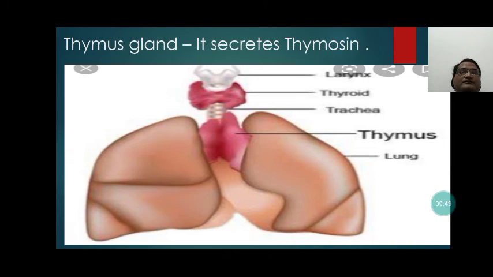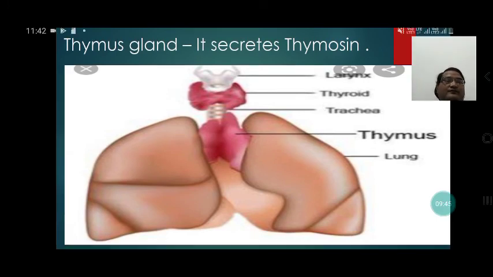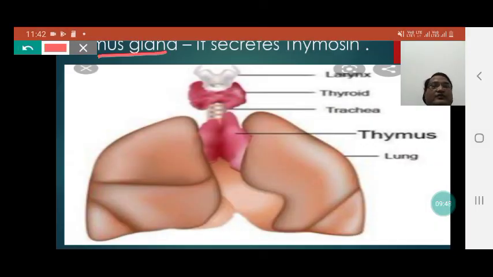Thymus gland, it secretes thymosin. So students, we can notice here that thymus gland remains present in between the lungs, and the main function of which is to secrete thymosin.